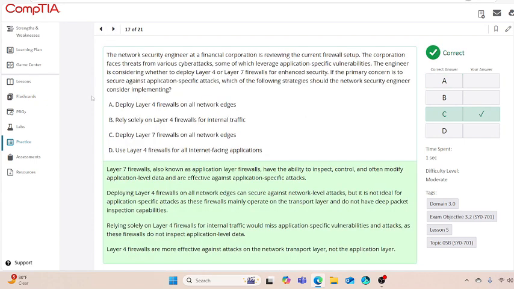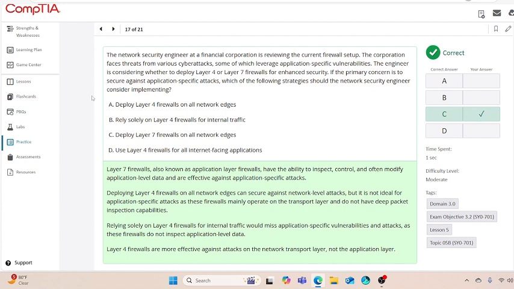The network security engineer at a financial corporation is reviewing the current firewall setup. The corporation faces threats from various cyber attacks, some of which leverage application-specific vulnerabilities. The engineer is considering whether to deploy Layer 4 or Layer 7 firewalls for enhanced security. If the primary concern is to secure against application-specific attacks, which of the following strategies should the network security engineer consider implementing? Deploy Layer 7 firewalls on all network edges.